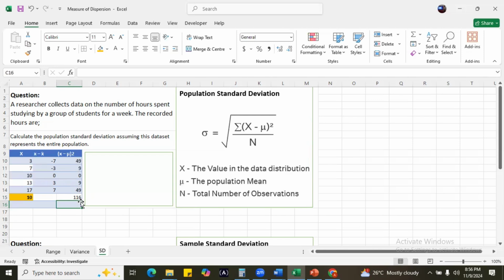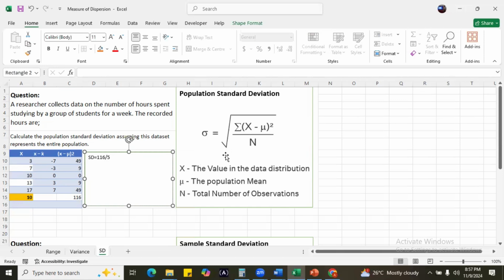So what is left for us to do? To divide this by the number n, the total number of observations, and then find the square root. So we say SD, that is standard deviation, in this case we have 116 divided by the total number of observations, which is 5. When we do this, we get the value, then find the square root of that value. So now we have 23.2.